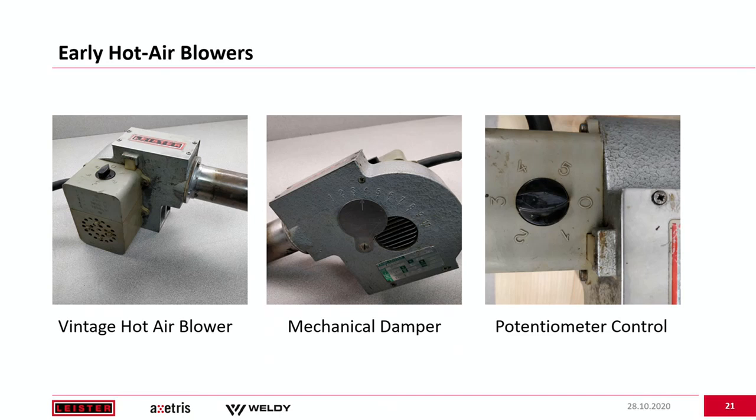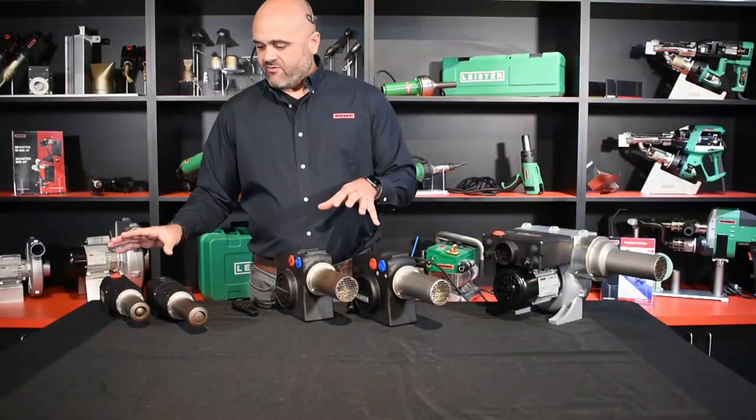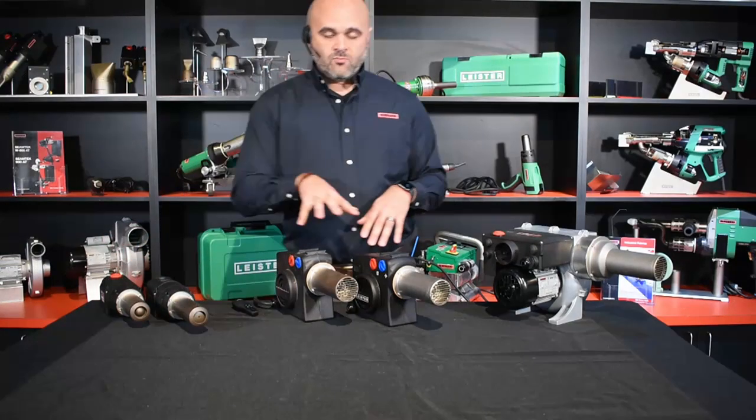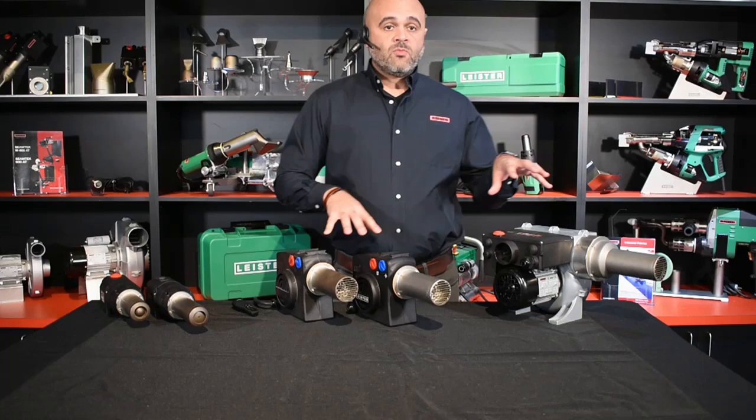Now, with all of the lessons that we have learned and all of the technology that we have in our portfolio today, we've been able to acquire some new tools for the hot air blower family. We have in our portfolio today the Mistral, the Hot Wind, and the Vulcan. So now let's dive in a little bit more into the Mistral.